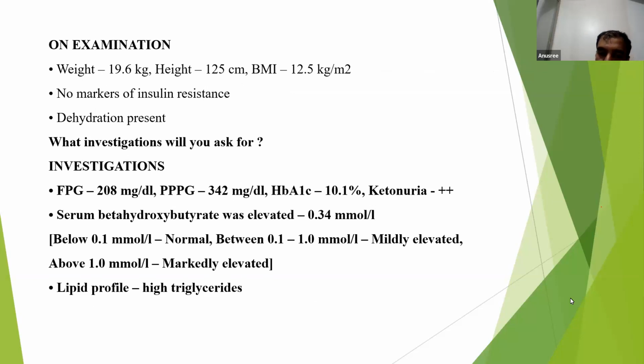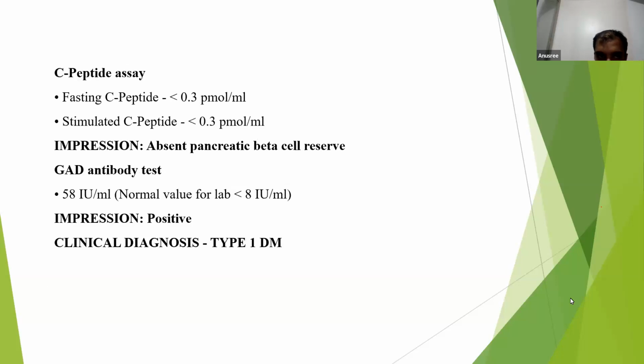A lipid profile can be done to see whether the triglycerides are elevated, but the C-peptide value is the gold standard in this case, because his fasting and stimulated C-peptide is very low. This suggests that he has poor pancreatic insulin reserve, beta cell reserve. GAD antibody in a primary setting, I don't know whether we will be able to do it, or whether patients will be able to afford it, but for completeness, GAD antibodies can be done. And this is the clinical scenario of type 1 diabetes.